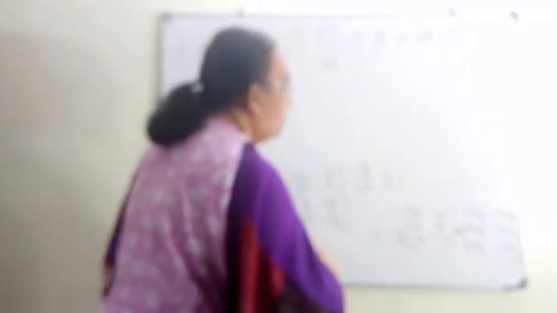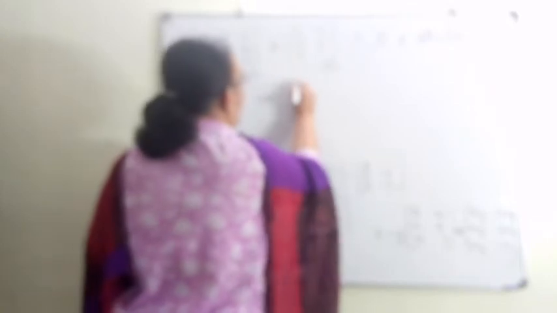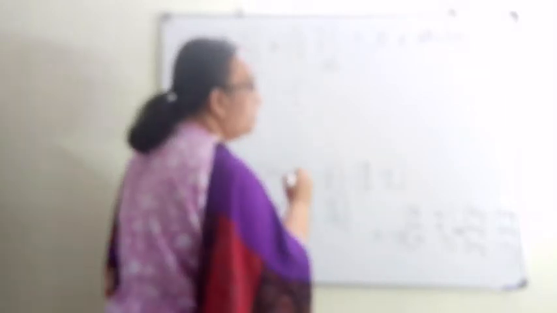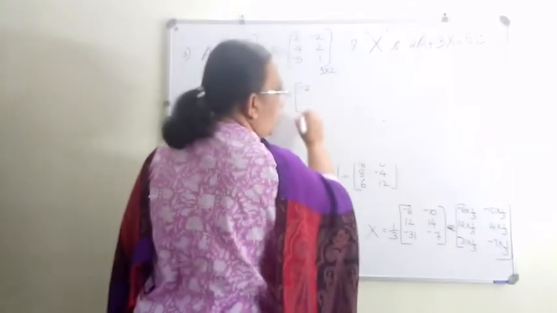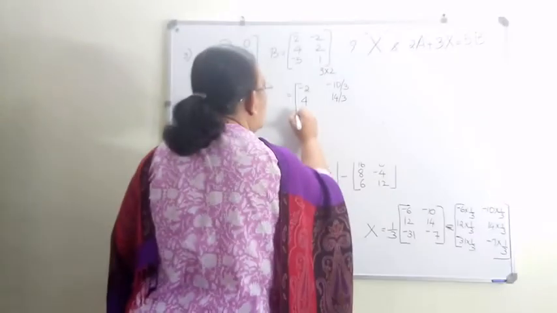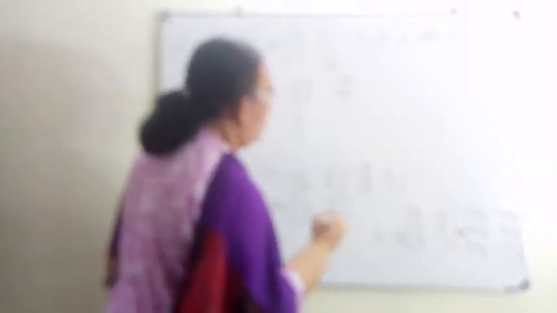So what will be the final answer? Each element you are multiplying with 1 by 3, which is equal to minus 6 into 1 by 3 is minus 2. Next will be minus 10 by 3. 12 into 1 by 3 is 4. 14 into 1 by 3 is 14 by 3. If you want, you can make it as decimal or leave as such. Minus 31 by 3 and minus 7 by 3.